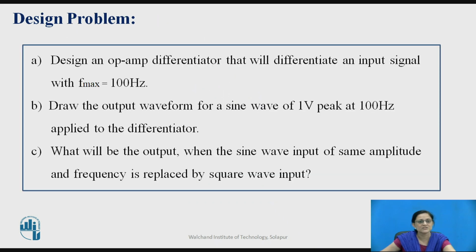Now let us move towards the design problem for the differentiator. The design statement is given. Design an Opamp differentiator that will differentiate an input signal with the maximum frequency equal to 100 Hz. Draw the output waveform for a sine wave of 1 volt peak at 100 Hz applied to the differentiator circuit. And the third point is, when the sine wave is replaced by a square wave, what will be the output for it.